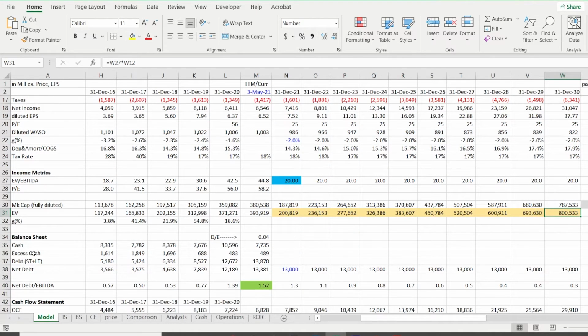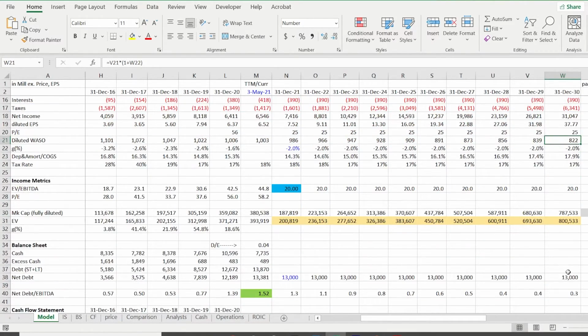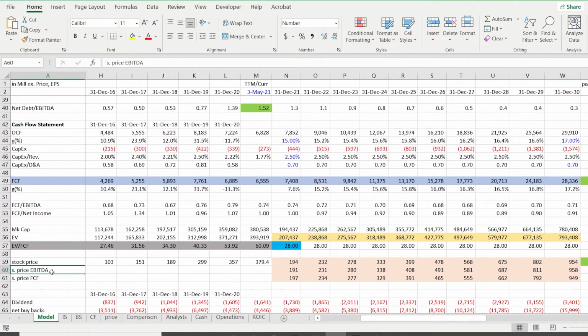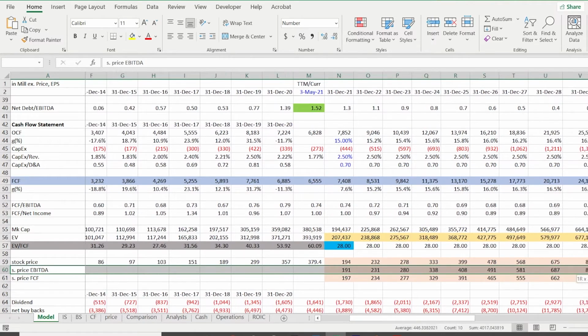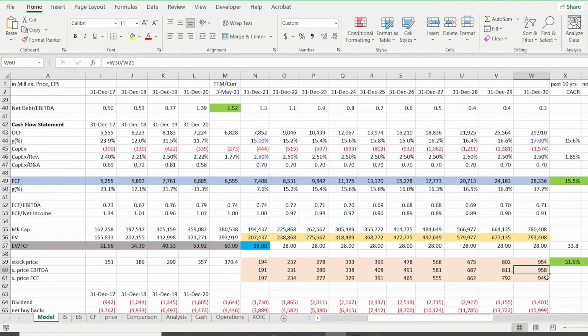And with the net debt that I am assuming, which is going to be static at 13 billion, I get market value. The market value divided by the stocks outstanding at that moment gives me a price, which is the share price based on EBITDA, the one I'm assuming, 958. I do the same thing for free cash flow, assuming 28 times free cash flow as the value of the company in year 10 of my projections.